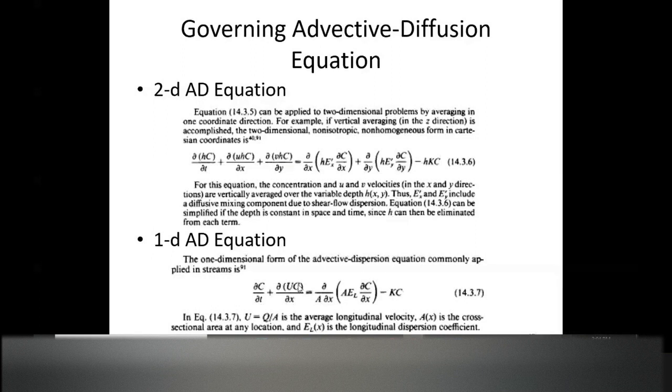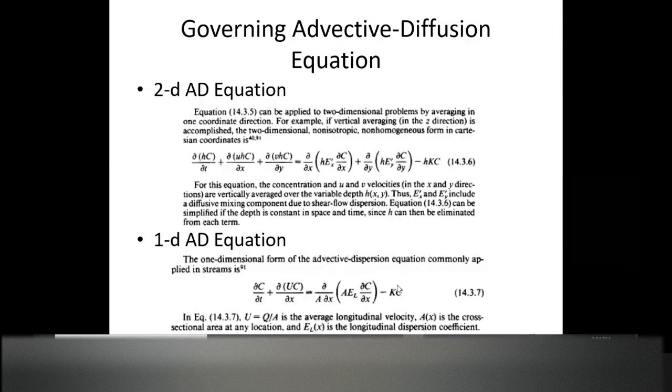So it is the constituent multiplied by the flow rate. And this term is taking care of the diffusivity transport, or diffusion or dispersion transport: the diffusivity coefficient times delta C over delta X, and the variation of that.